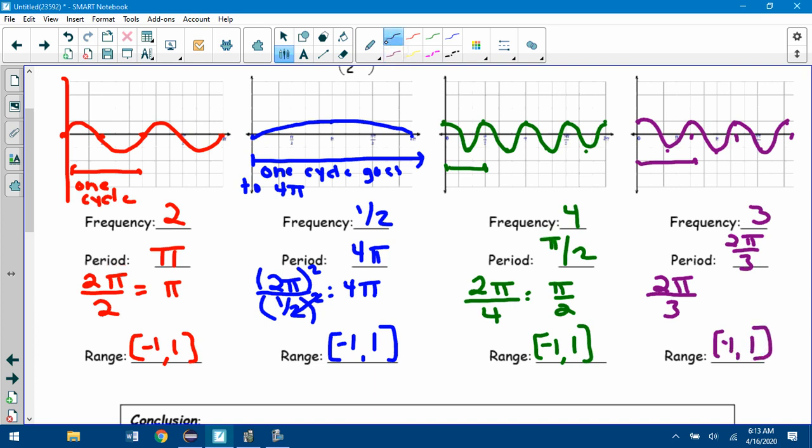So the thing to note from all of that is that B value, although it affects how many cycles there are and the length of the cycles, does not affect the range. And that makes sense, because if you picture like an accordion, you're just pulling an accordion out and pushing it back together with all of these. So B doesn't change the range.